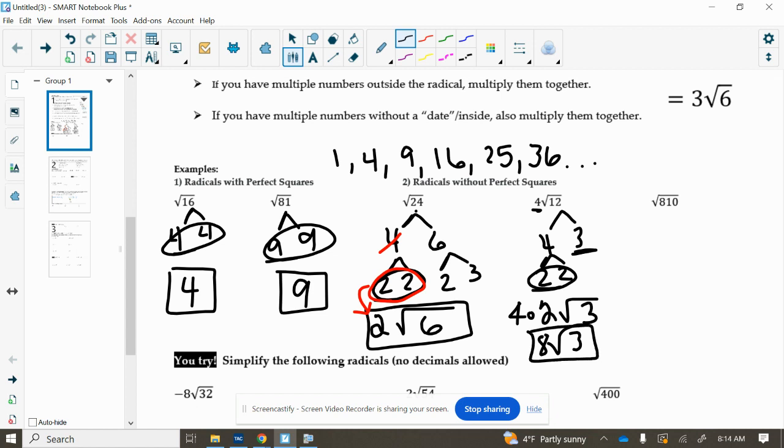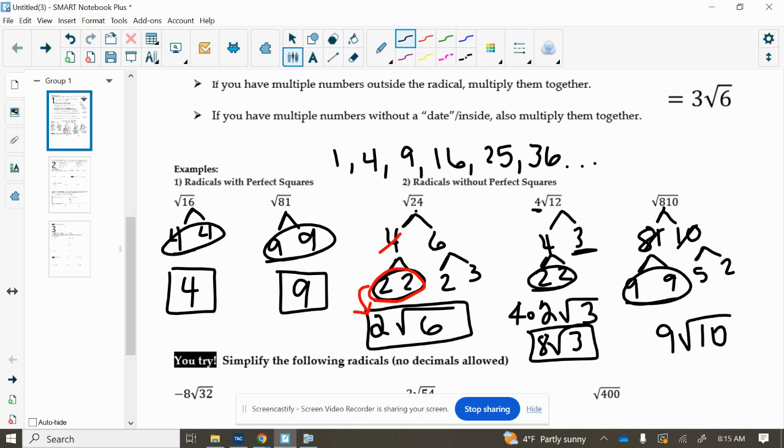All right, last one. We have 810, which is 81 times 10. 81 is 9 times 9, that's a perfect square. 10, however, breaks down to be 5 times 2, which doesn't really help us at all. Those are not going to be able to be broken down. So we move the pair of 9's outside of the radical. 5 times 2, we would just leave that square root of 10 inside the radical.